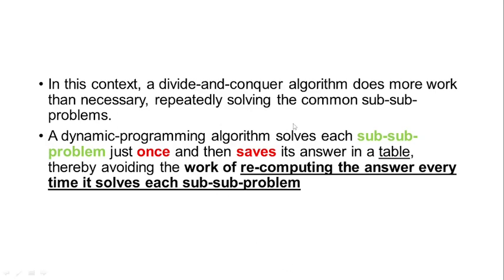The dynamic programming algorithm solves each sub-problem just once and then saves its answer in a table, thereby avoiding the work of recomputing the answer every time it solves each sub-problem. So it saves in table T1, table T2, like that. Whereas divide and conquer does more work than necessary, repeatedly solving the common sub-problem every time without caring about the commonality that we can avoid. In dynamic programming, it is stored and saved in a table. Wherever required, we will invoke that table.